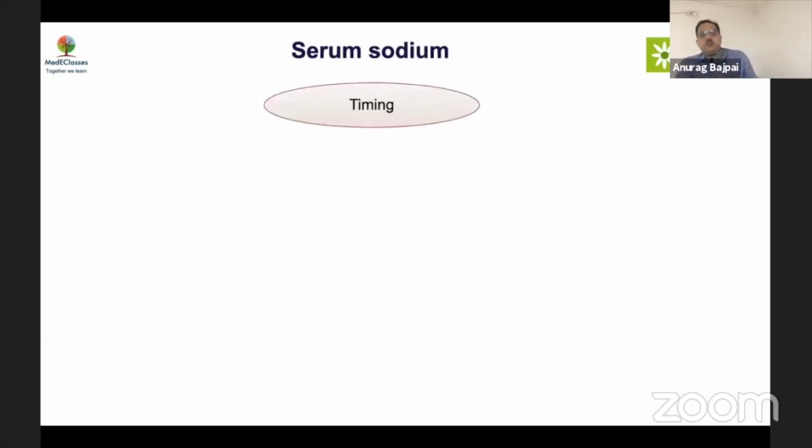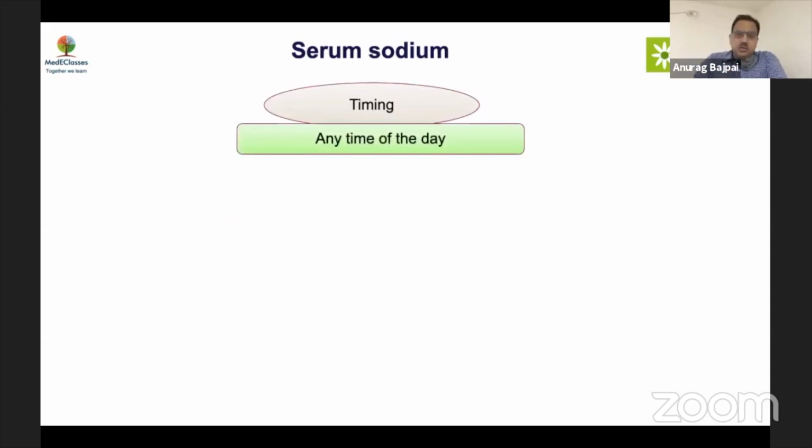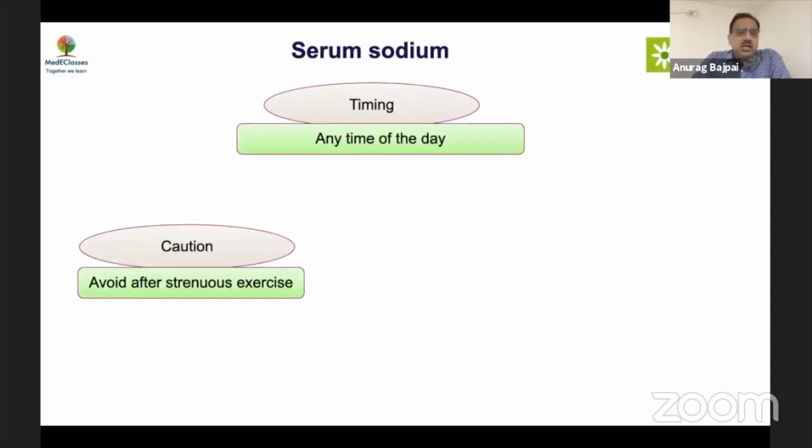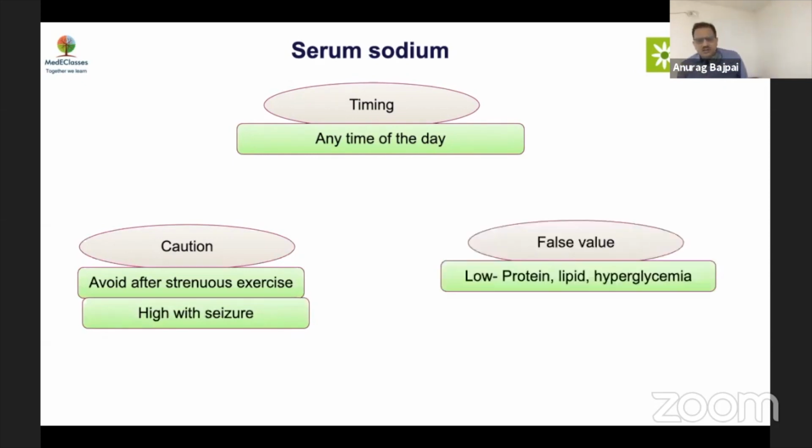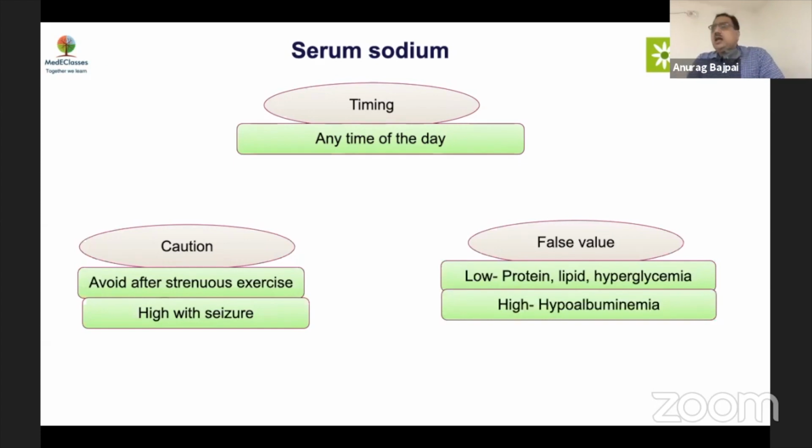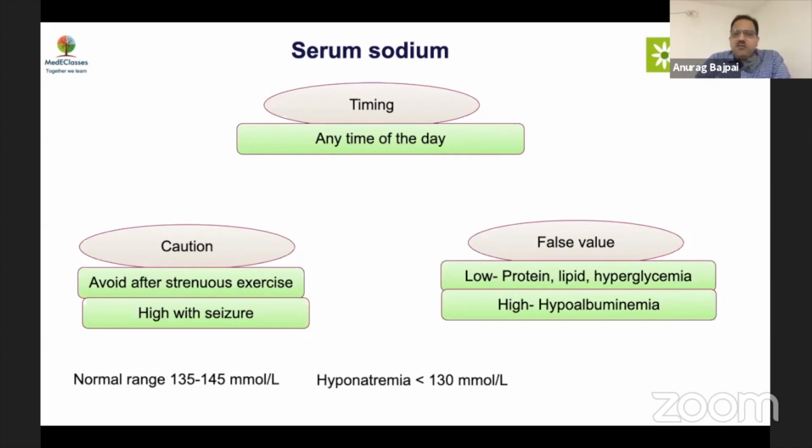Now, serum sodium we have to assess at the right time, so this can be done any time of the day. The caution here would be to avoid it after strenuous exercise, because that can cause a lot of changes in sodium levels. They are high with seizures, so you have to be wary about that. False results will happen if there is an excess amount of protein, lipids, or glucose that will cause pseudohyponatremia, and levels can be high if there is hypoalbuminemia. So you have to do it in that context. In that regard, normal range is 135 to 145. If levels are less than 130 or more than 150, we are bothered about evaluation.